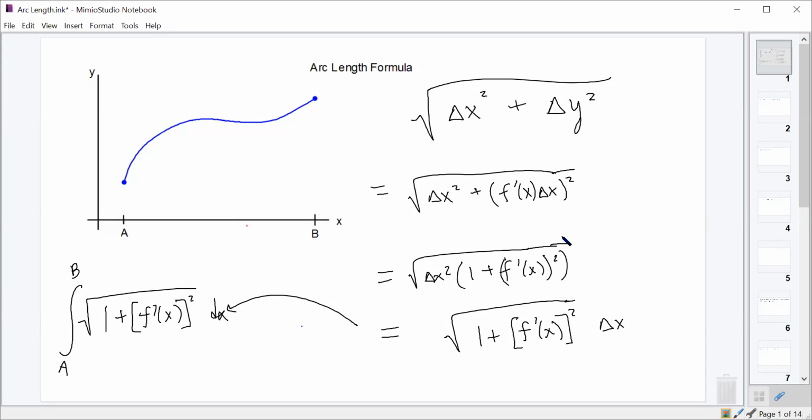Okay. Everybody feel okay about that formula? That's a formula you're going to need to know and have memorized for the AP test.